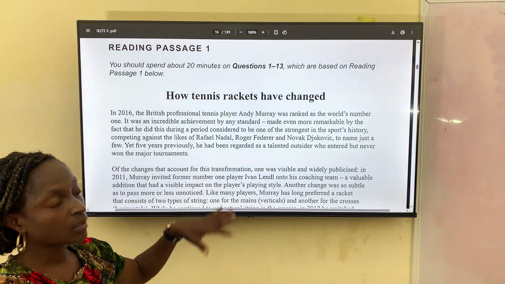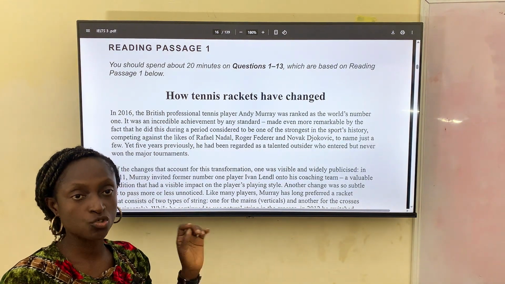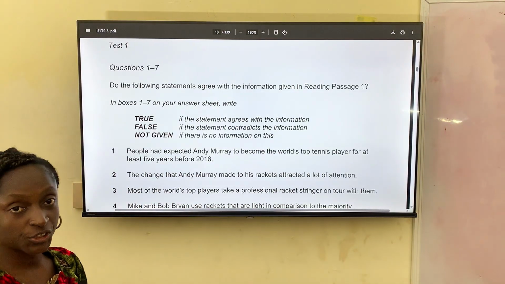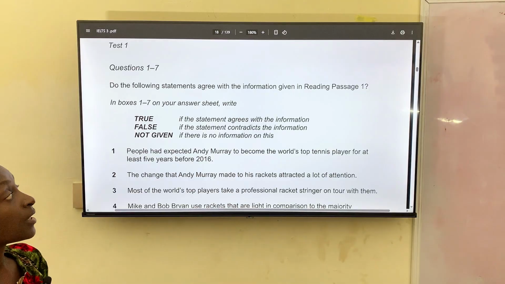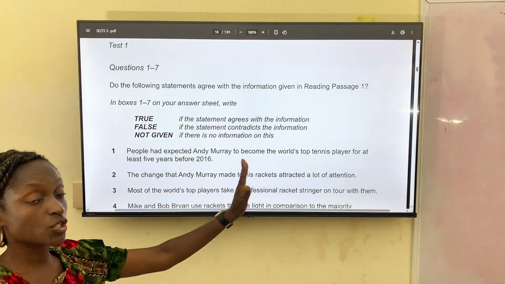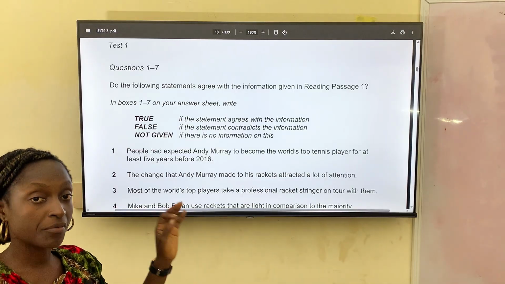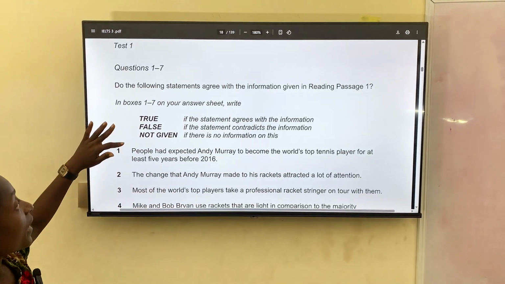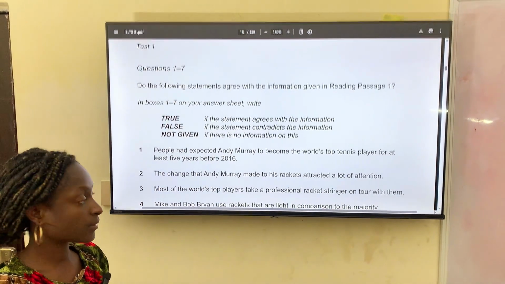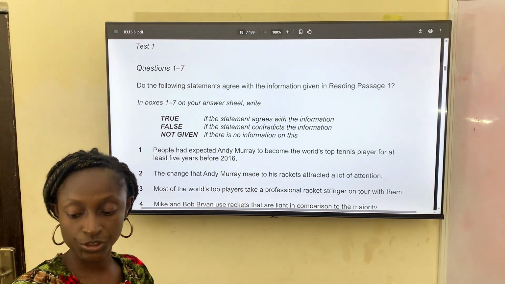Now let's look at the different questions common to reading passage 1. Now you see, we have the first set of questions. The first set of questions is true, false, not given. This question is common with part 1 or section 1 of the academic reading test. And you can see we have question 1 to 7. That means we have 6 more questions left. So this first set of questions is true, false, not given.